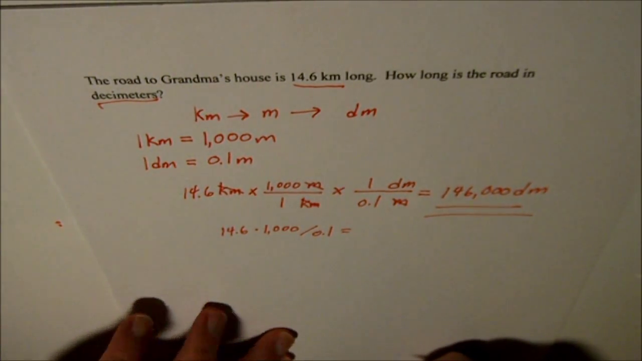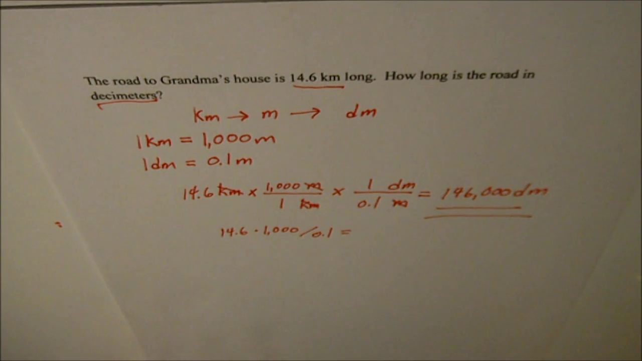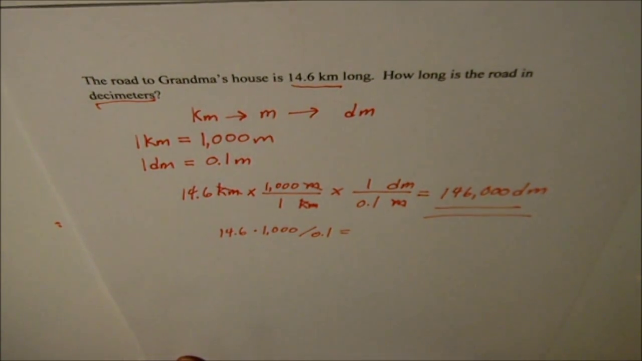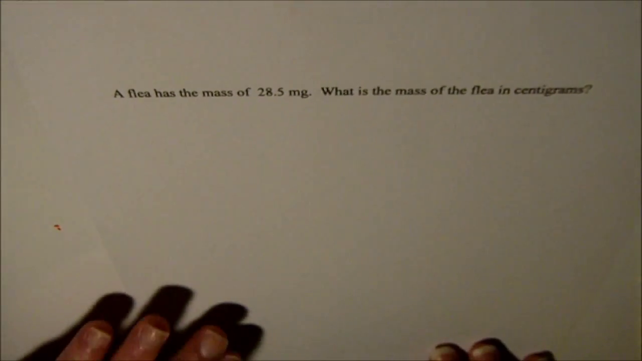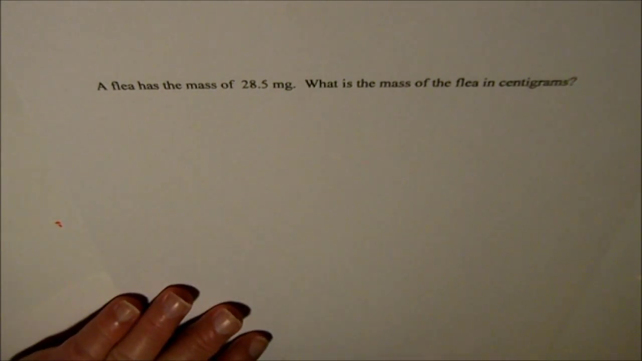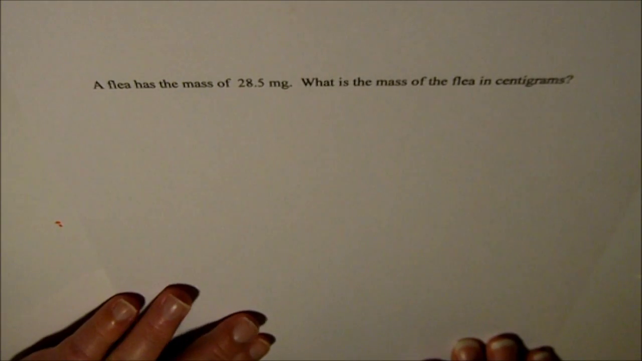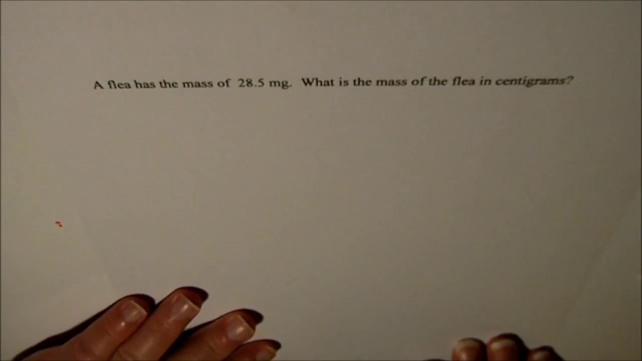Okay? So that's how we would do the problem. All right? Well, let's try another one. A flea has a mass of 28.5 milligrams. What is the mass of the flea in centigrams?